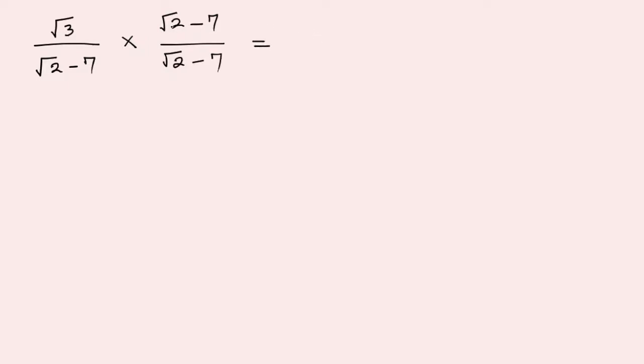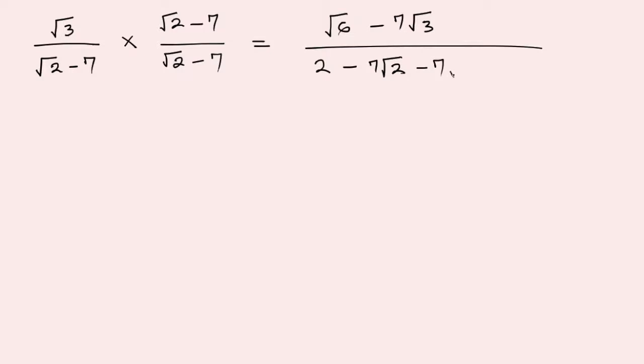So this becomes root 3 multiplied by root 2. That becomes root 6. And then root 3 multiplied by minus 7 becomes minus 7 root 3. Over, root 2 multiplied by root 2 is 2. Root 2 multiplied by minus 7 is minus 7 root 2. Minus 7 multiplied by root 2 becomes minus 7 root 2. And minus 7 multiplied by minus 7 becomes plus 49.